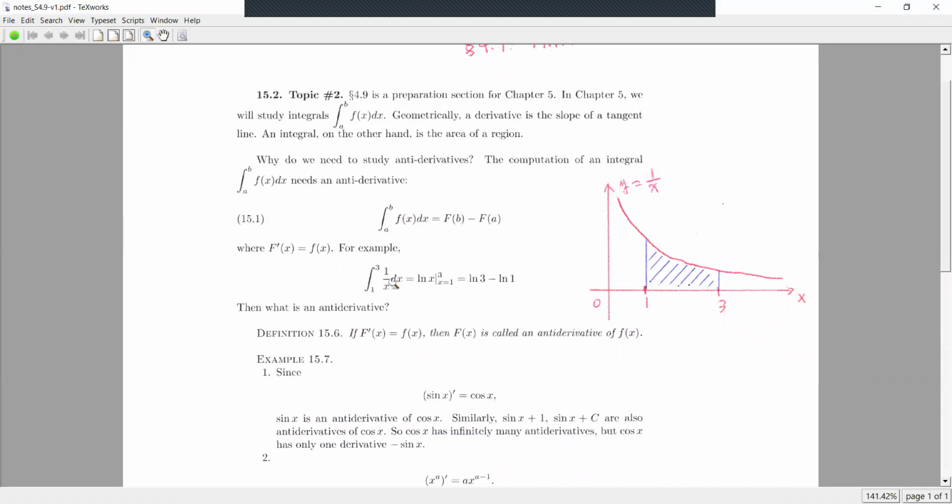For example, let's compute this integral. This integral is the area of the region between the x-axis and the graph, and also between 1 and 3. So this integral is the area of this region. Then how to find the area of this region, or how to find this integral? Find one antiderivative of 1 over x, say natural log of x. The derivative of natural log of x is 1 over x. Evaluate natural log at the number 3 minus natural log at the number 1. This number is the value of this integral, or the area of this region.